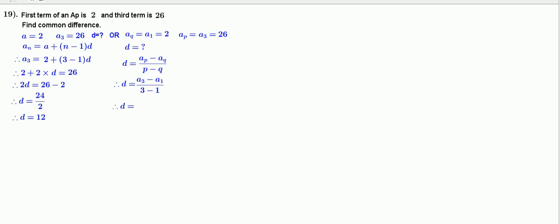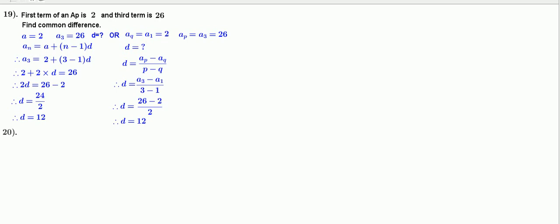Therefore, D is equal to 26 minus 2. Therefore, D is equal to 12 because in this step we have 26 minus 2 in numerator and 2 in denominator. Therefore, it will be 24 by 2. 24 by 2 is equal to 12.